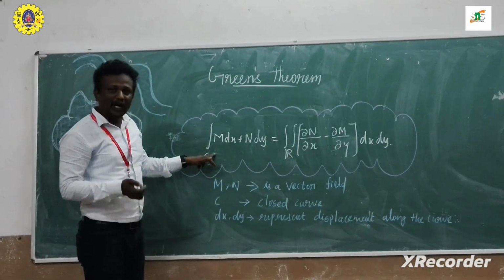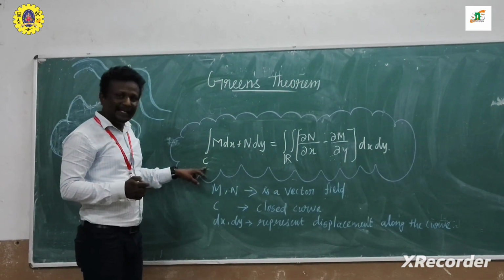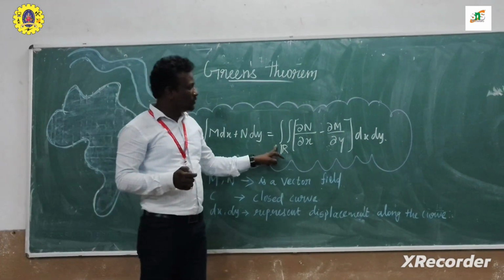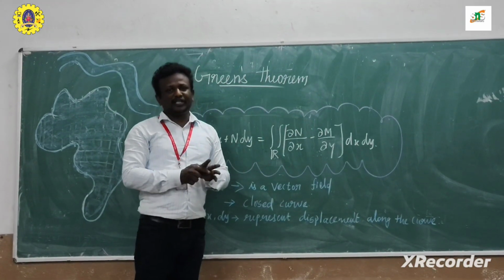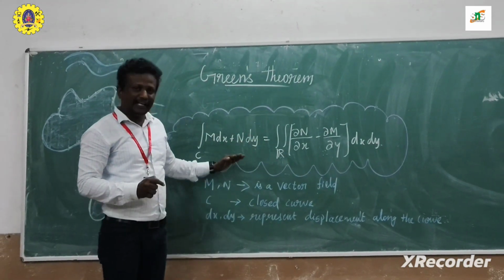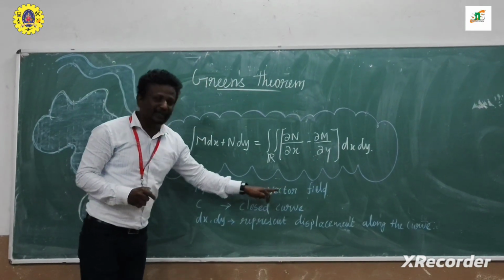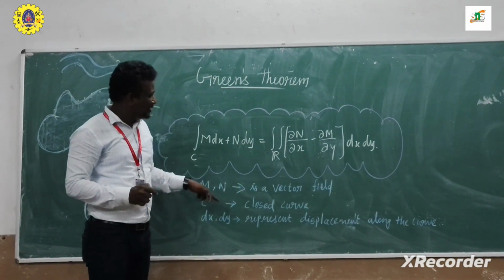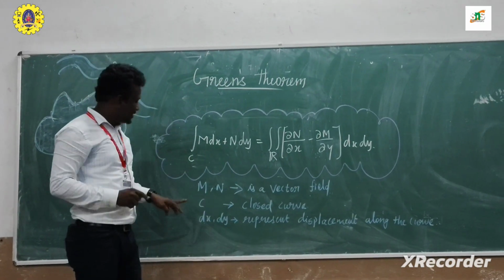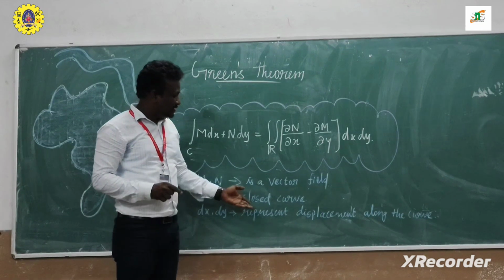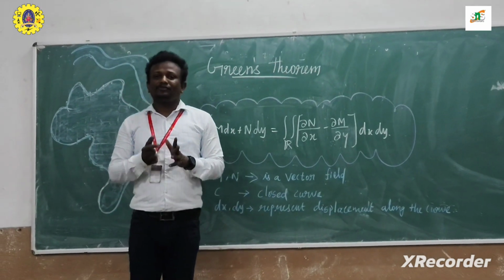Green's theorem always says that the line integral is equal to the surface integral. Understand that? Here M and N are nothing but a vector field, and C is the closed curve you have been given, then dx and dy represent the displacement along the curve.